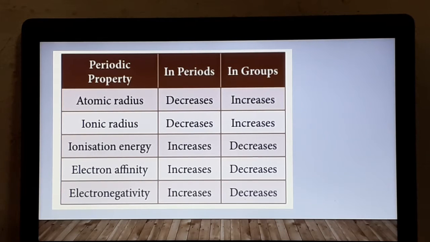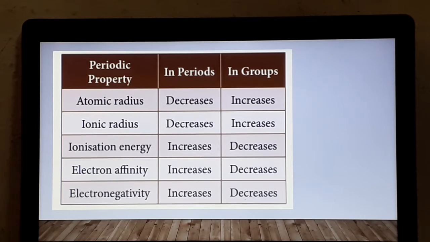If you see along the period, the ionization energy keeps on increasing. That means the elements have a tendency to accept electrons rather than give an electron. That's why, as we learned, on the left side these are electropositive metals. That means they readily give. So that's why the charge is +1 and +2.